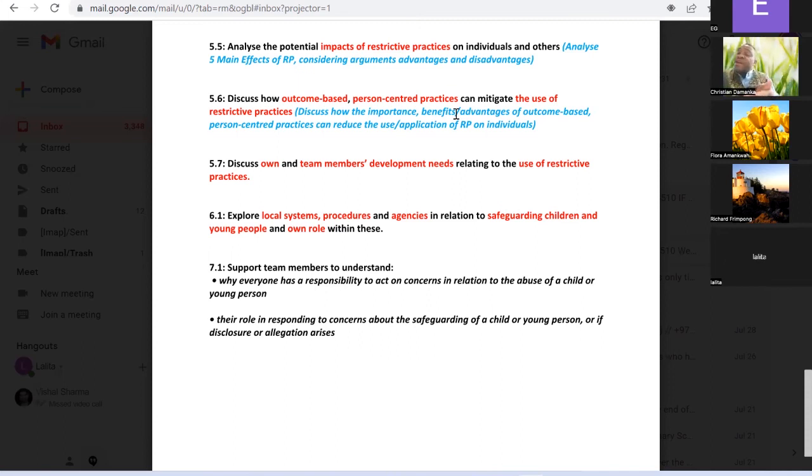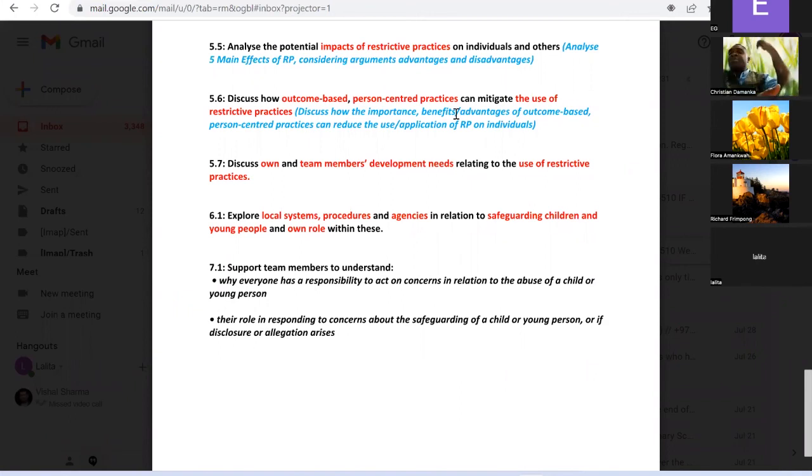Simple. And the final question, support team members to understand why everyone has a responsibility to act on concerns in relation to abuse of a child or a young person. And then the second one, support your team members to understand their role in responding to concerns about the safeguarding of a child or young person, or if disclosure or allegations arise. So basically saying, how would you support your team to understand their role in relation to responding? How would you support them to know how to respond? And how would you support them to know that everyone has responsibility when it comes to acting on concerns?